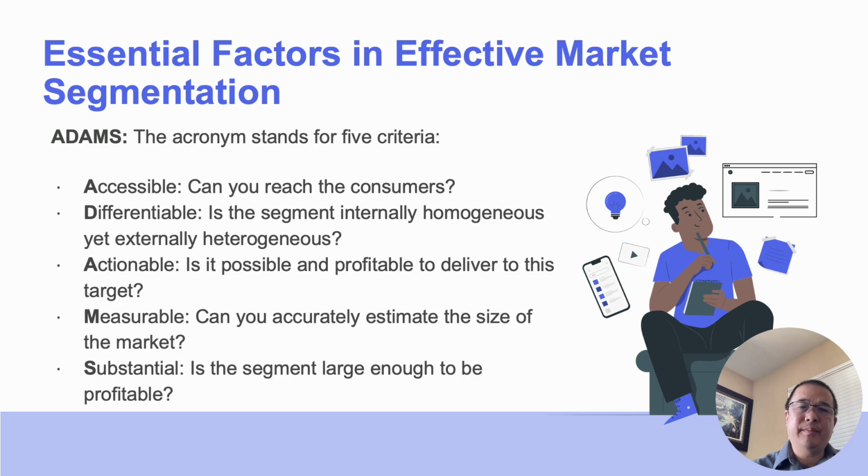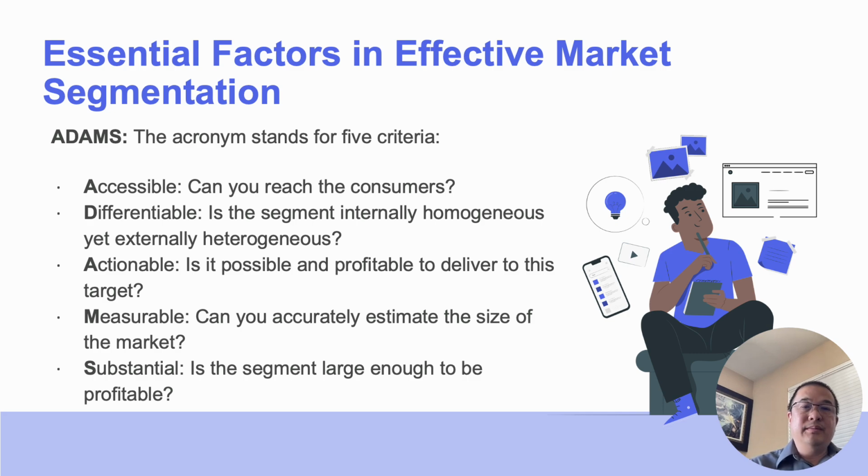Number 3, actionable. The question is, is it possible and profitable to deliver to this target? The company must have the money, employees, technology, and distribution channels to successfully serve the segment. As an example, a small local bakery identifies customers across the country, but it cannot ship nationwide. Although the market exists, it is not actionable for that bakery.